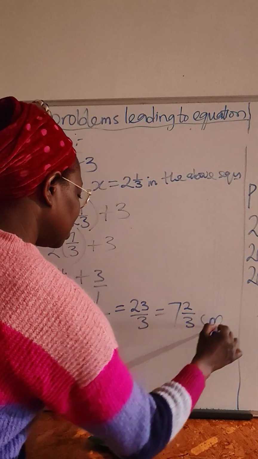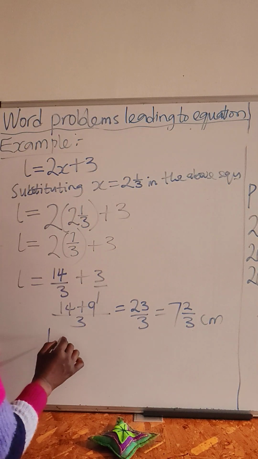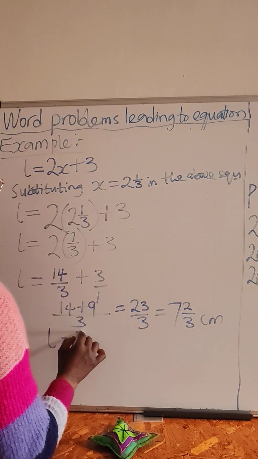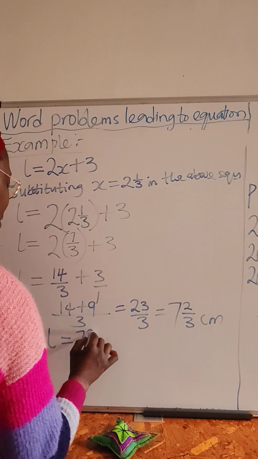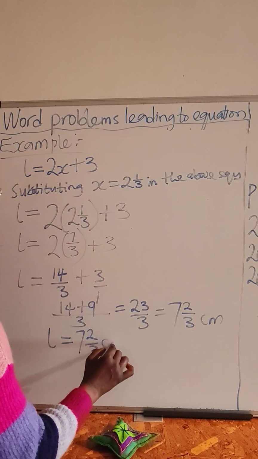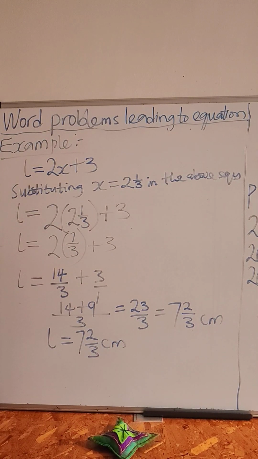2/3 centimeter. So the length here is 7 whole number 2/3 centimeter. So we've been able to get the dimensions of the rectangle. We have the width of the rectangle to be equal to 2 whole number 1/3 centimeters, and the length equals to 7 whole number 2/3 centimeter.